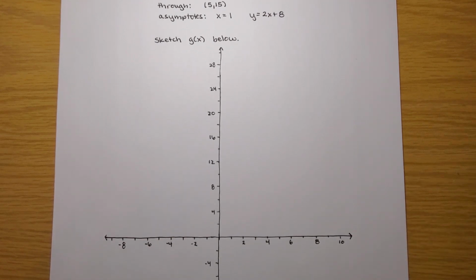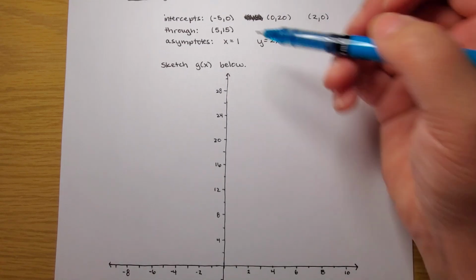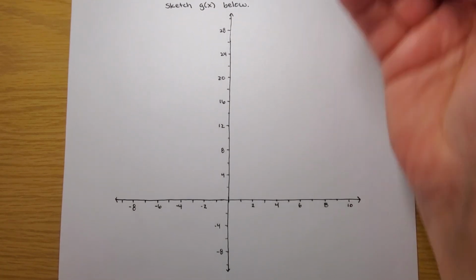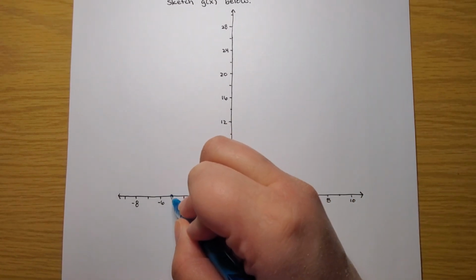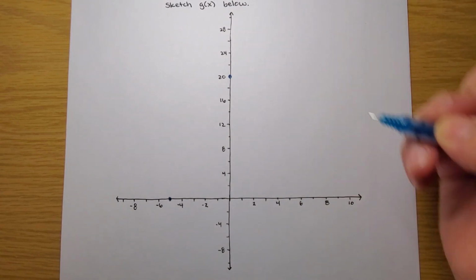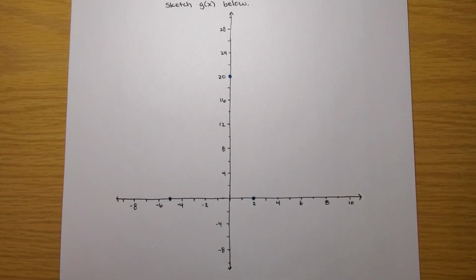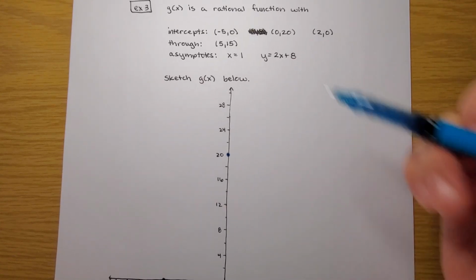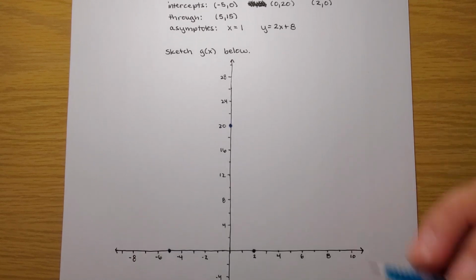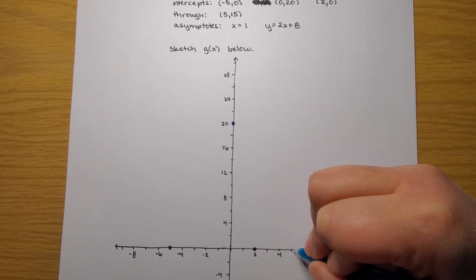So let's go ahead and graph the points that we know. That'll be the easy part first. So we go through (-5, 0). We go through (0, 20). And we go through (2, 0). And then the other point that they gave us was (5, 15). So I'm going to do my best here to try and guess where that is.